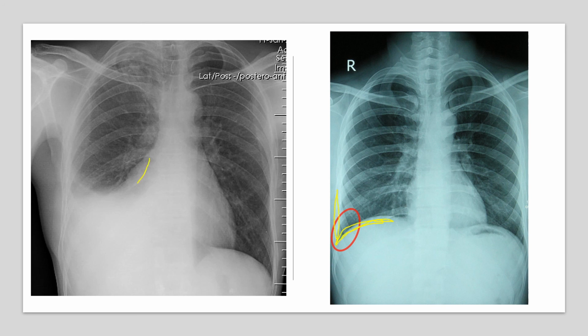And over here, what do you notice about this costophrenic angle? Very, very poor. This is a pleural effusion, a very, very significant pleural effusion going on with this patient. So I would guess this is probably at least a 1 to 2 liter pleural effusion. So you see how this is what's called a blunted costophrenic angle. Extreme example, but I just want you guys to start to be able to recognize it, and then you can notice it better down the road.